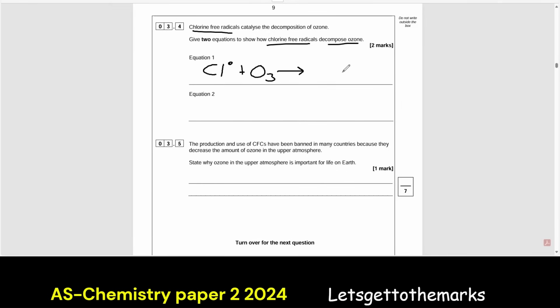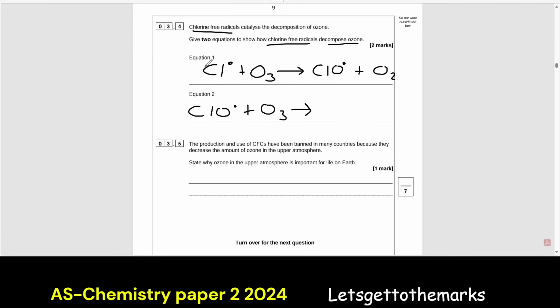Well, this is going to be a propagation step. Otherwise, there wouldn't be an equation two. So we're going to slam into that. And what's going to happen? We're going to get a chlorate free radical, and we're going to form some oxygen gas. And then in our second equation, propagation step, we've got this chlorate free radical. And now this is going to react with a molecule of ozone.